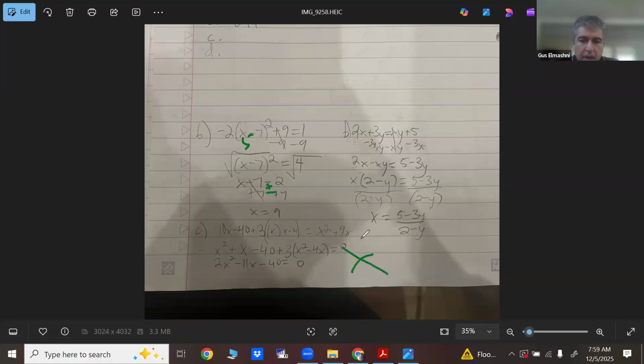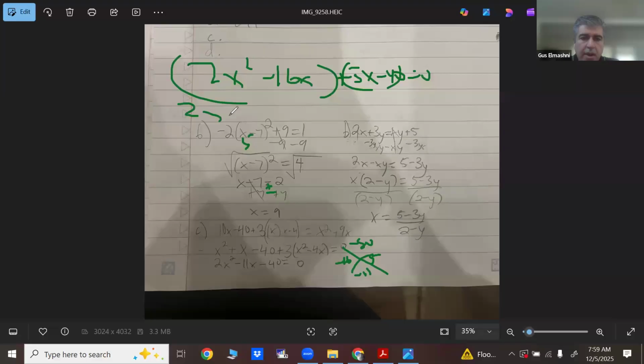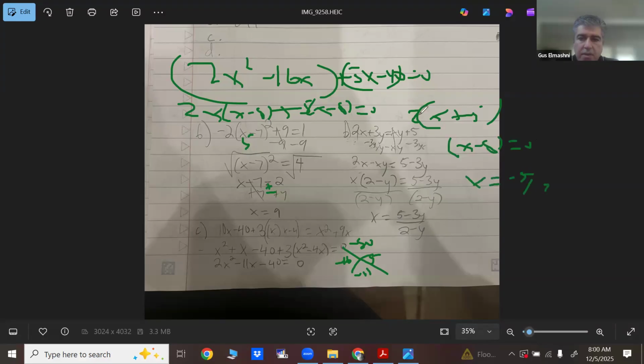Remember, you get negative 80 up top, negative 11 down below. That's negative 16 and 5. So you have 2x squared minus 16x plus 5x minus 40 equals 0. Factor by grouping. Factor out 2x, you get x minus 8. Factor out 5, you get x minus 8. You get 2x plus 5 and x minus 8. X is negative 5 halves, and x is 8.